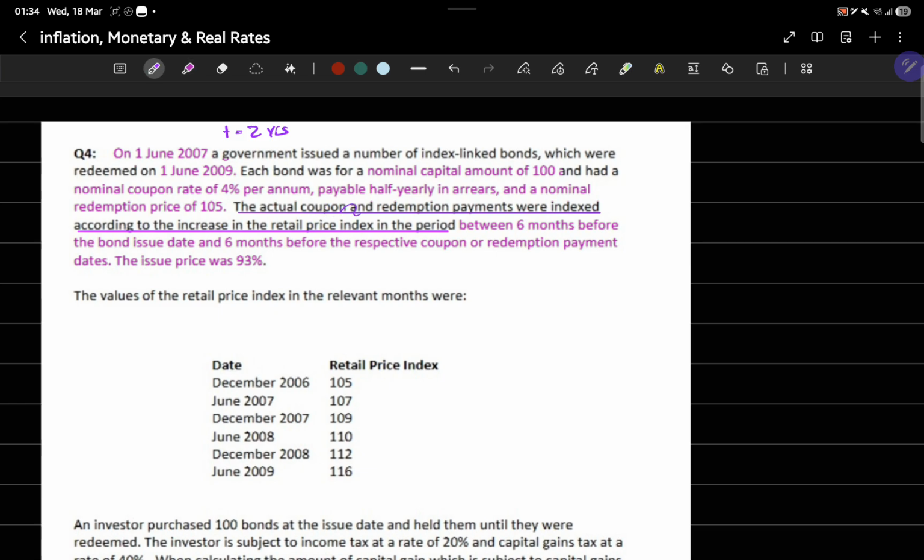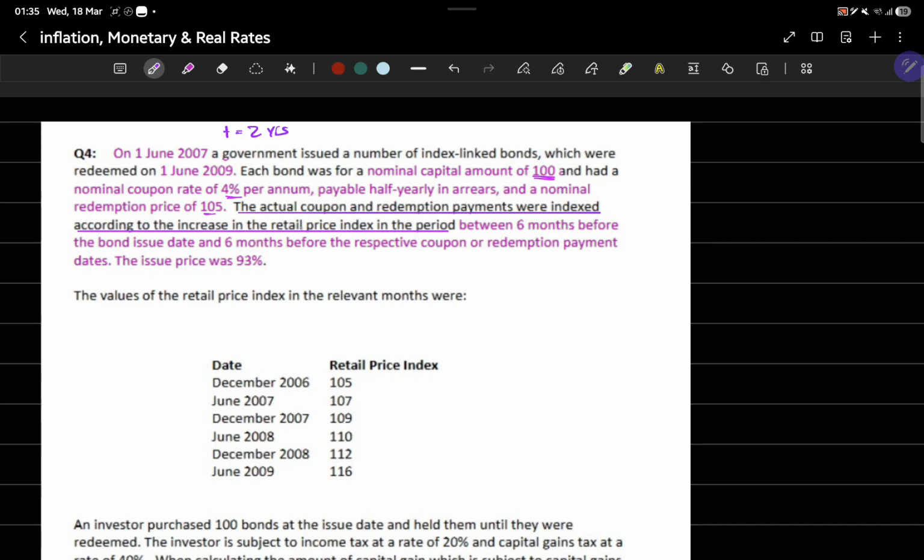So when it says actual coupon and redemption payments are indexed according to the increase in the retail price index, it means this nominal value does not give a sense of what it's actually worth today or tomorrow or at any time in the future. We're just given a value. These are percentages of a face value. The face value is 100, and we have coupons of 4% of 100, and a redemption of 105% of 100. But we don't know what it's actually worth.